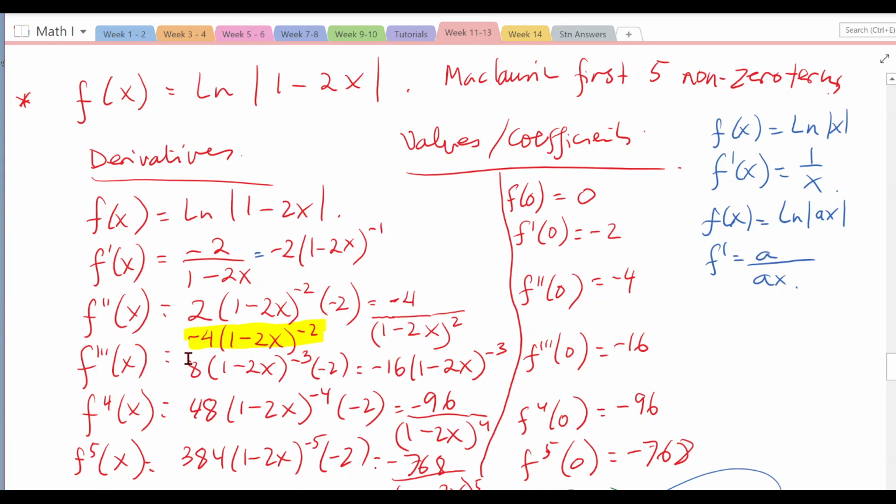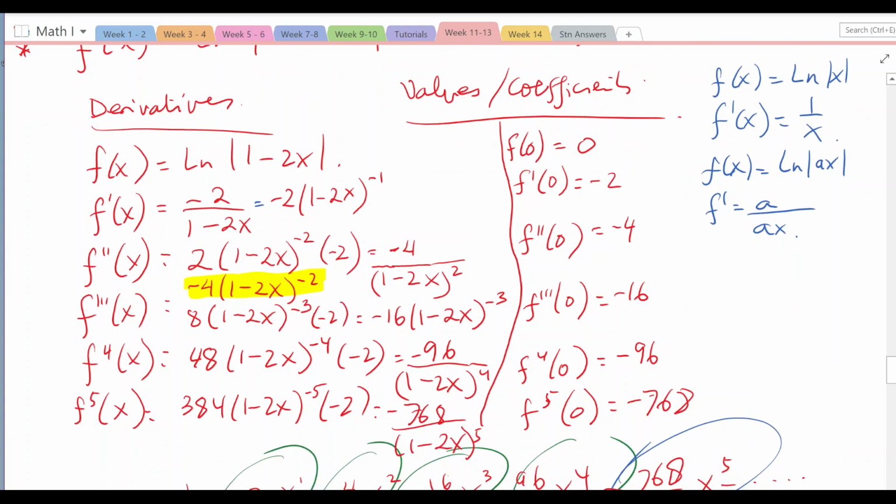And then the third derivative, we continue based on the second derivative, which is written here: negative 4 times (1 - 2x) to the power of negative 2. You multiply negative 2 with negative 4 to become positive 8, times (1 - 2x) raised to the power of negative 2 minus 1, which is negative 3. Then we have negative 2x inside, so you take the derivative, which is also negative 2. So the total becomes negative 16 times (1 - 2x) to the power of negative 3. Continue until the 4th and then the 5th, same method.